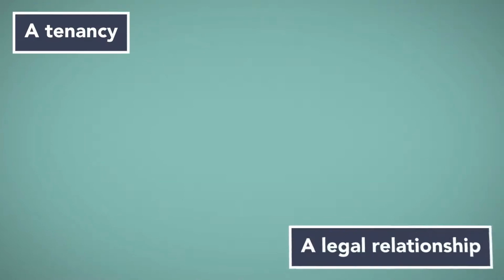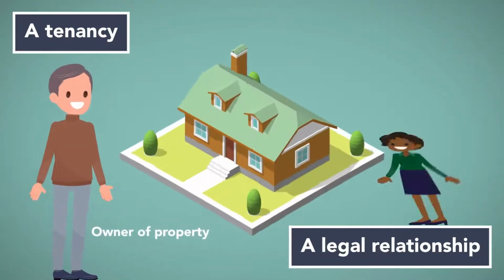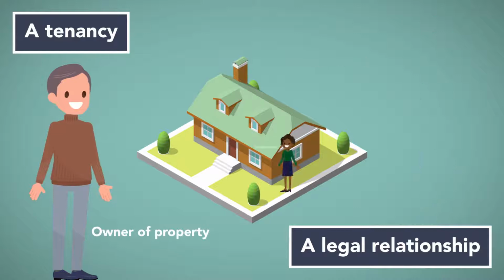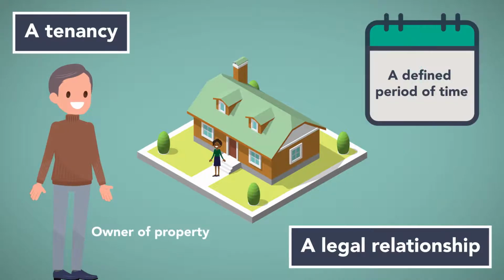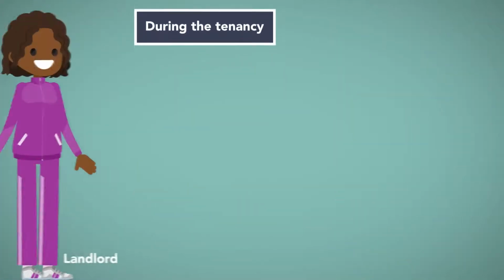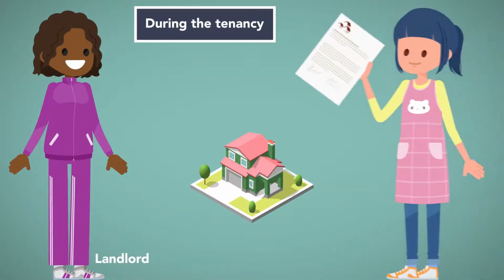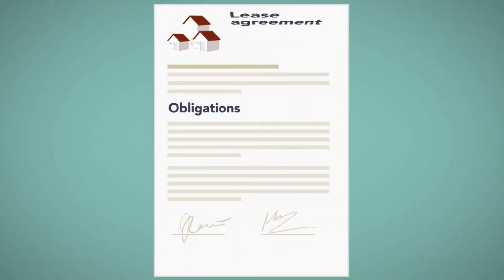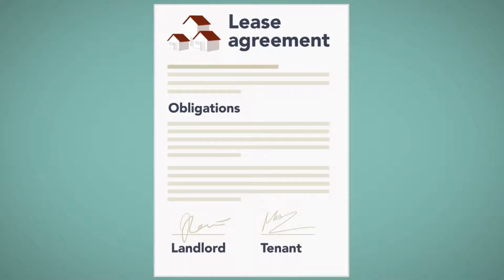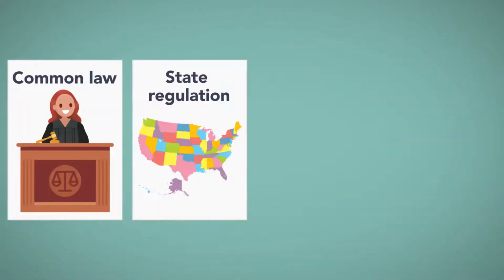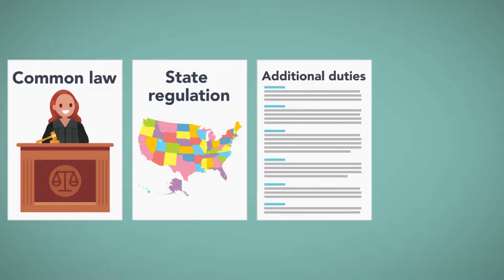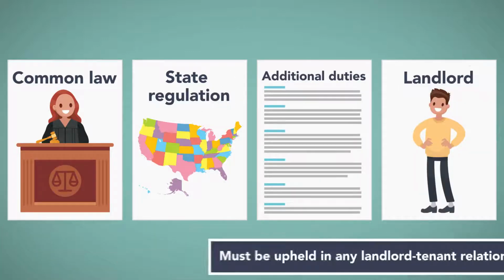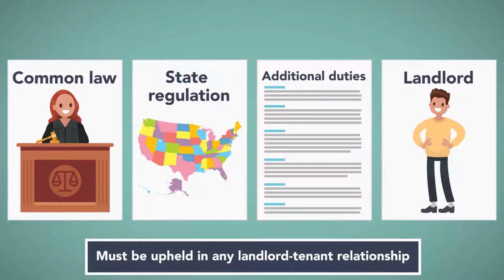A tenancy is a legal relationship between the owner of property and another party, in which the owner transfers to the other party the right to possess and occupy the property for a defined period of time. During the tenancy, both the landlord, who owns the property, and the tenant, who takes possession of the property, assume obligations towards each other. These obligations may be spelled out in a lease agreement between the parties. However, common law and state regulation impose a number of additional duties, particularly on the landlord, which must be upheld in any landlord-tenant relationship.